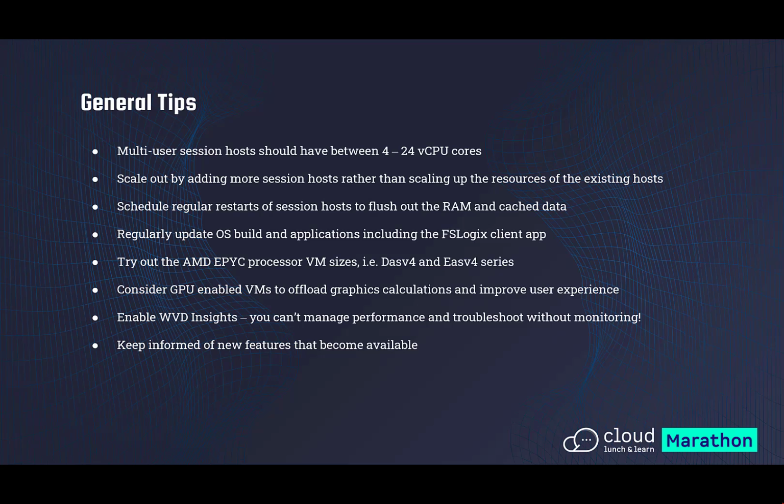I'd recommend to try out the AMD EPYC processor VM sizes. So this will be the DASv4 and EASv4 series. These have an AMD processor instead of an Intel processor. This is a higher ACU score, and from testing I've done with my customers, they've definitely seen a noticeable compute performance improvement on this AMD series. So if it's something you haven't looked at or considered yet, I would strongly recommend it.